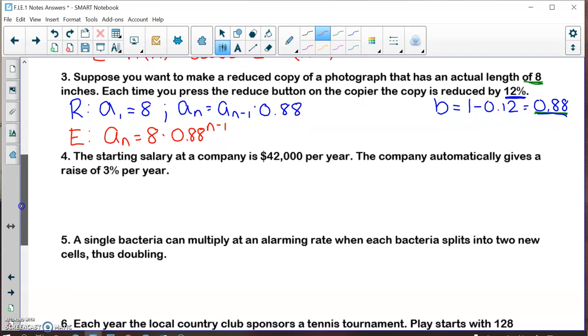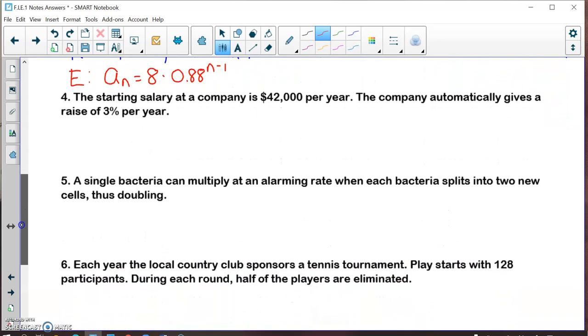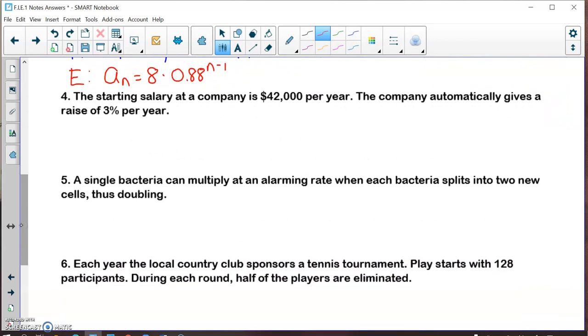Now number 4, the starting salary at a company is $42,000 per year. The company automatically gives you a raise of 3% per year. So we're growing by a percentage, which means that we need to take our percentage, express it as a decimal, and add 1 to it. So it would be 1 plus 0.03, which is 1.03. This is your growth rate. And this is acting more like an exponential function because we're multiplying by that 1.03 every time.